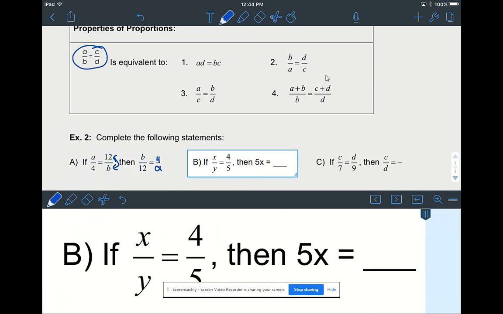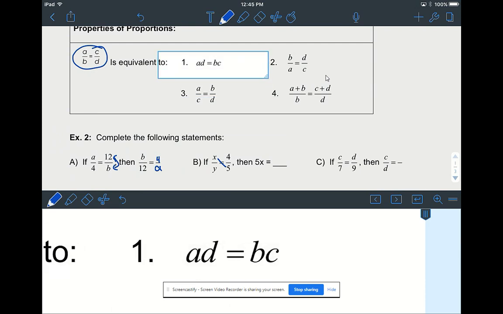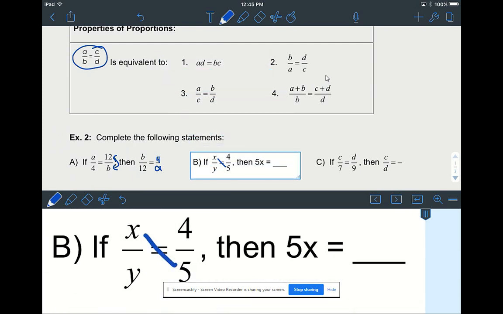B, if x over y equals 4 over 5, then 5x equals what? So what did we do to get 5x? Looks like we cross multiplied. So that was our property 1 here of proportions. So then we would need to cross multiply the other way to give us 4y.